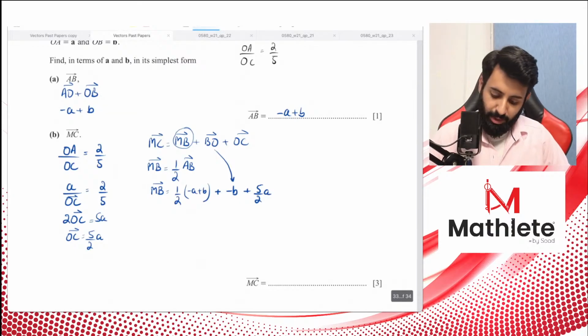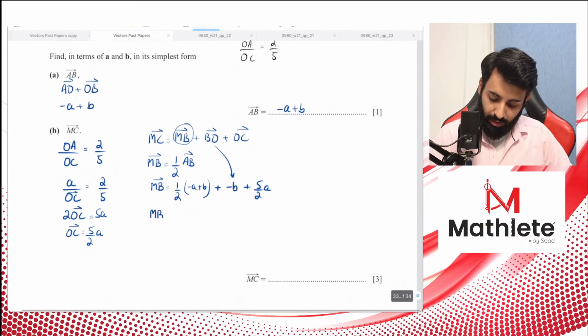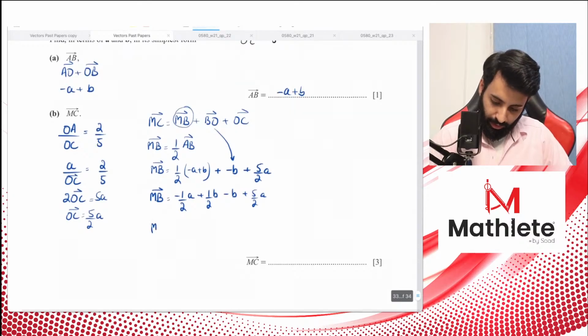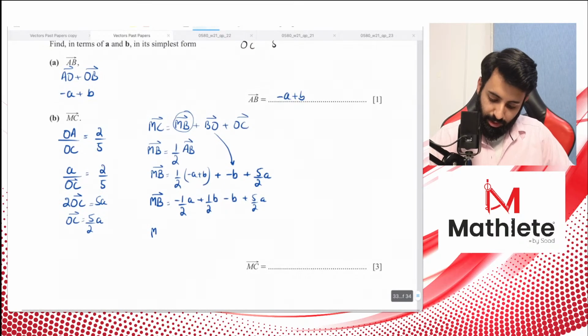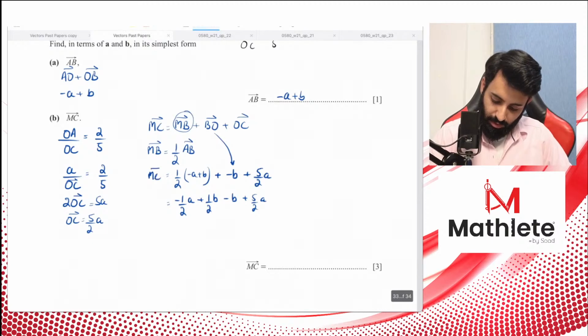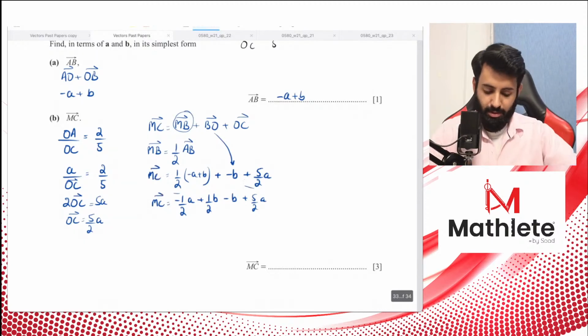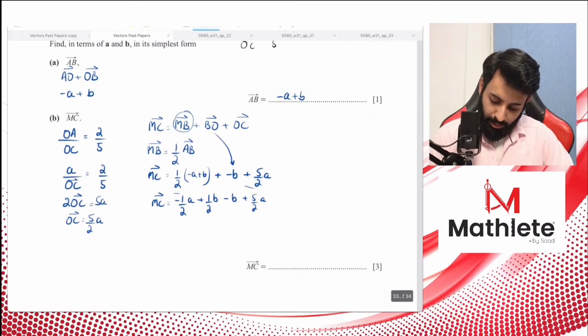Now this requires a decent amount of multiplication. Overall it's easy, but it's slightly lengthy. So MB equals minus 1 upon 2a plus half B minus B plus 5 upon 2a. Now there are a few elements that can be simplified. Oh, and by the way, this is not MB, this is actually MC now. So minus half plus 5 upon 2. Let's work this out: minus 0.5 plus 2.5, so that's 2. So we have 2a. Half minus b is minus half b. So there you go, 2a minus half b is your final answer.